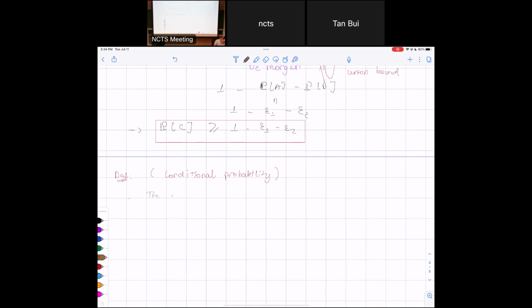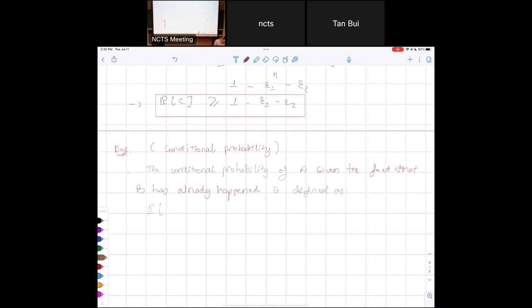The conditional probability of A, given the fact that B has already happened, is defined as the probability of the intersection of A and B, divided by the probability of B.